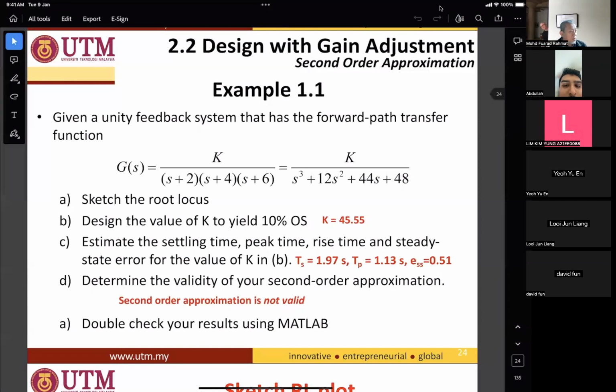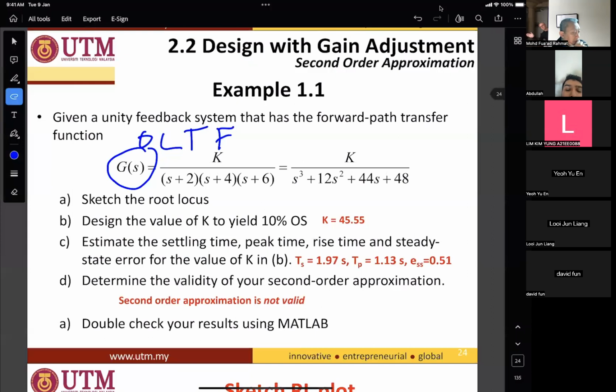We start our lecture by revisiting what I told you last week regarding example 1.1, where you are given an open loop transfer function with 3 open loop poles at -2, -4, and -6, and no zeros, with a single gain K. As usual, the root locus is given, or they might ask you to sketch or freehand draw. And then you have to find the gain K at 10% overshoot.